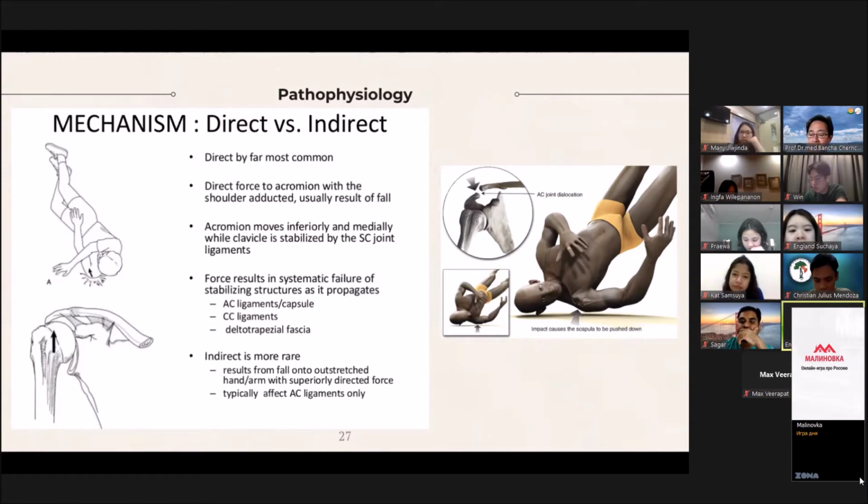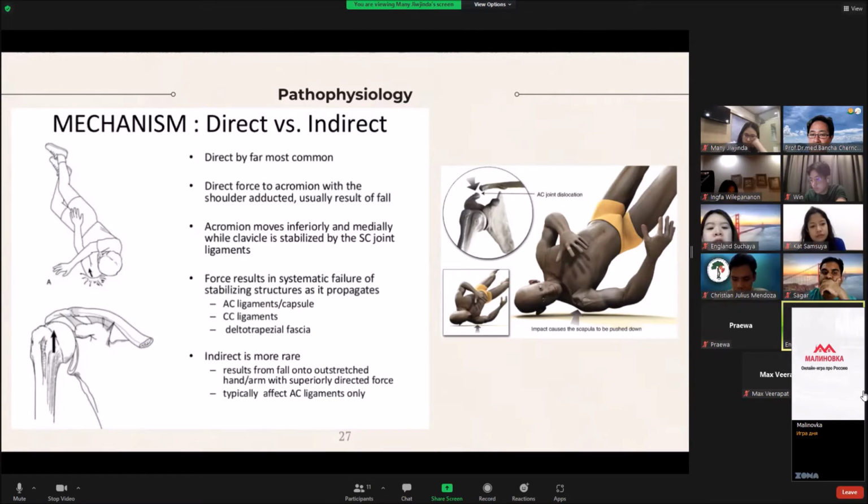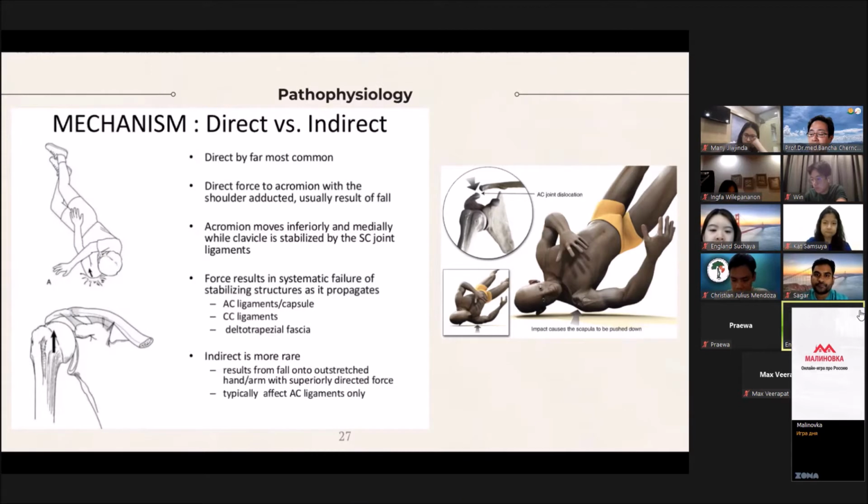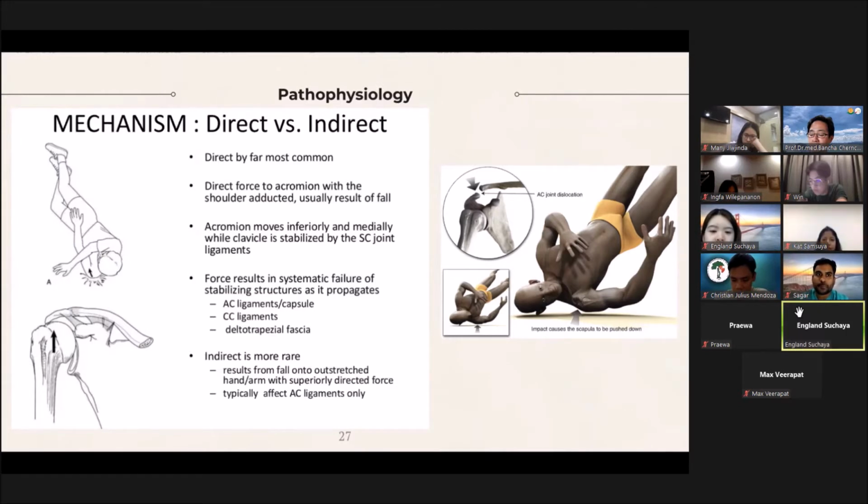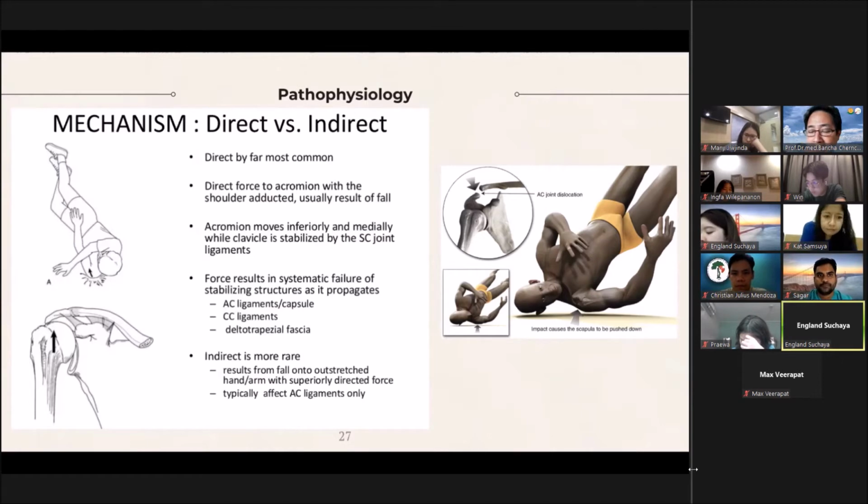So there is a direct force to the acromion with the shoulder adducted, and the acromion will move downwards immediately, while the clavicle is stabilized by the AC joint ligaments. So this causes the AC joint dislocation, but rarely, an indirect mechanism can occur as well. It results from falling on an outstretched hand or arm with an axial loading, superiorly directed force, and it typically only affects the AC ligament, not the CC ligament.